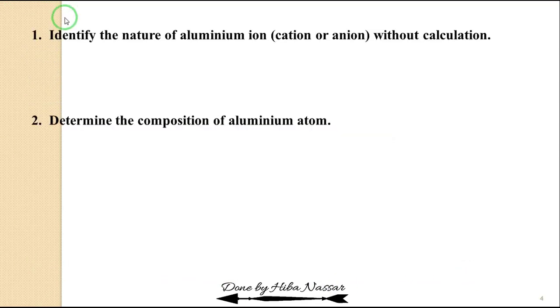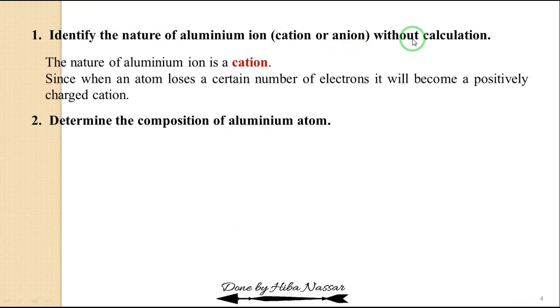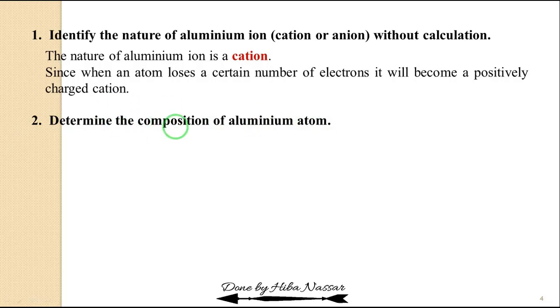Question number 1. Identify the nature of aluminium ion, cation or anion without calculation. The nature of aluminium ion is a cation, since when an atom loses a certain number of electrons, it will become a positively charged cation. Question number 2. Determine the composition of aluminium atom. Composition means you need to calculate the number of protons, electrons, and neutrons.